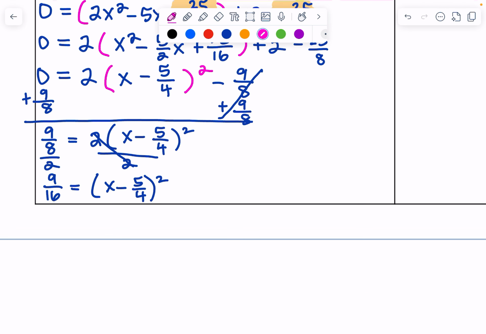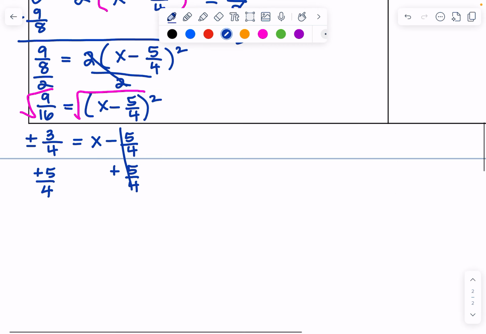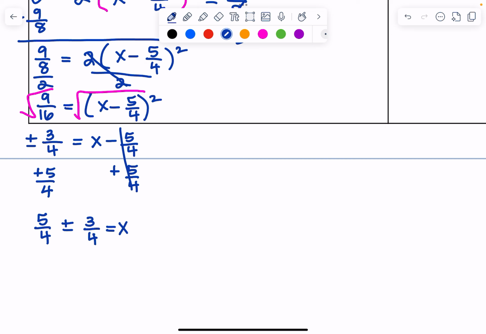Next, to get rid of the squared, I'll square root both sides. And when I do that, I need to consider both plus or minus. The square root of 9 is 3. The square root of 16 is 4. I need to add 5/4 to both sides. When I do that, I get 5/4 plus or minus 3/4 is equal to x.